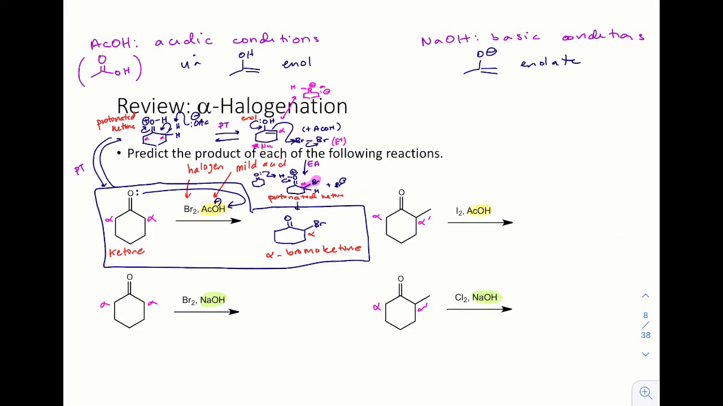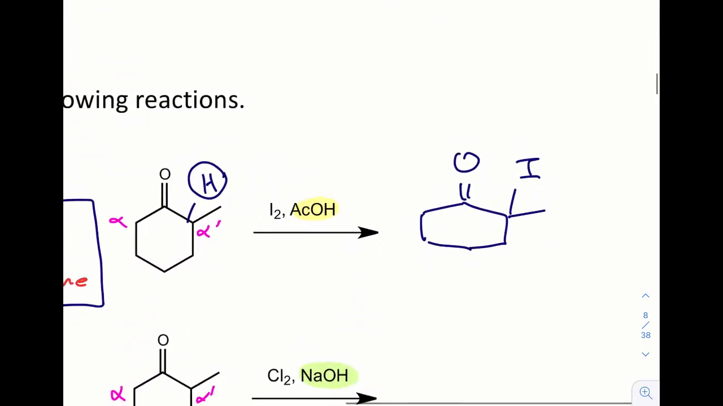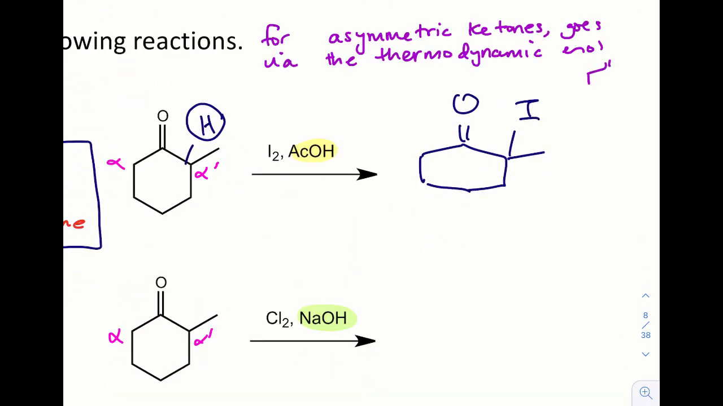So you can see in this reaction, this is not a plane of symmetry for that molecule, so the two alpha carbons are different. And when that's the case, the reaction does proceed via the thermodynamic enol. And then this hydrogen will be substituted for whatever the halogen is. The halogen here is iodine. Let's just zoom in and write that. For asymmetric ketones, these reactions go via the thermodynamic enol, which is the more substituted enol, which will look like this in the case of this particular molecule.